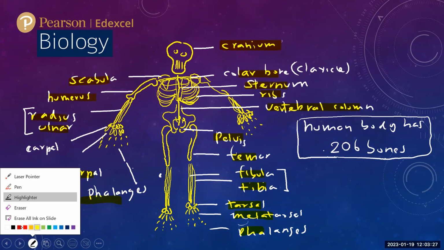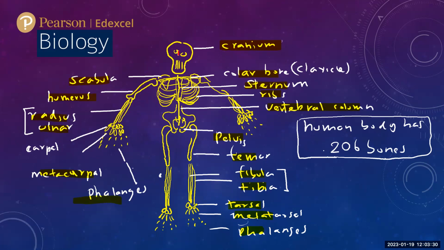Right. Now, another important thing. If we take the cranium, sternum, and the vertebral column. Cranium, sternum, and the vertebral column. And also the rib cage. So these bones are aligned like this in the middle.